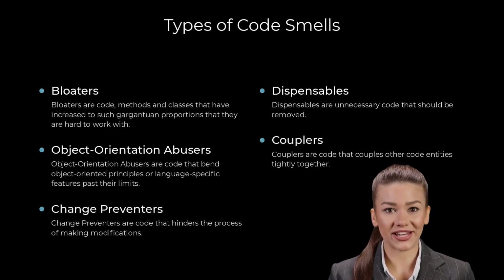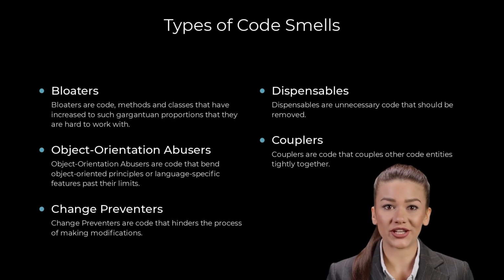4. Dispensables. Dispensables are code smells that indicate the presence of unnecessary or redundant code. Dead code, duplicate code, and lazy class are typical examples of such smells. We'll discuss the impact of dispensables on code maintainability and ways to refactor them out of our codebase, ensuring a cleaner, leaner, and more efficient application.